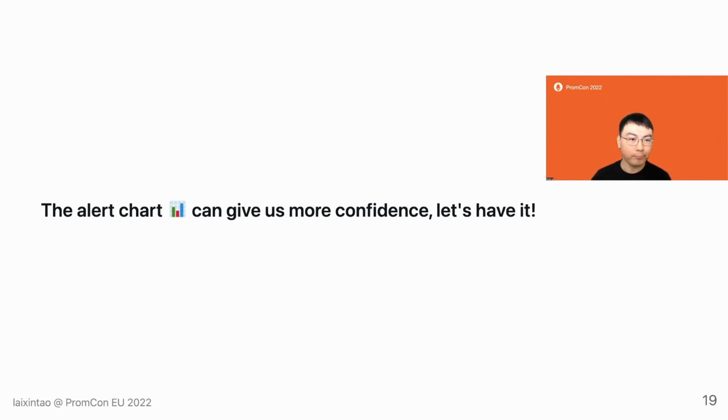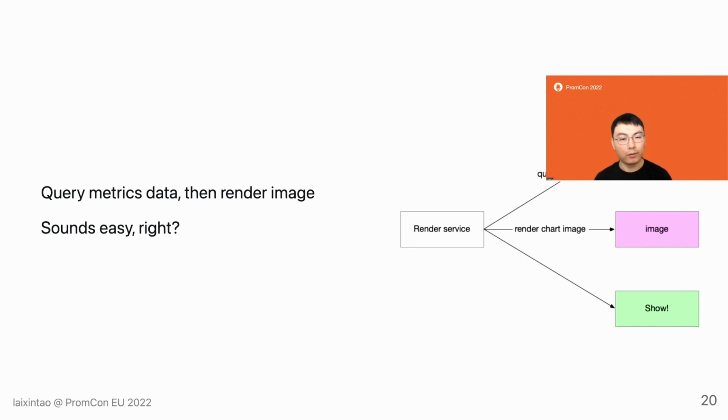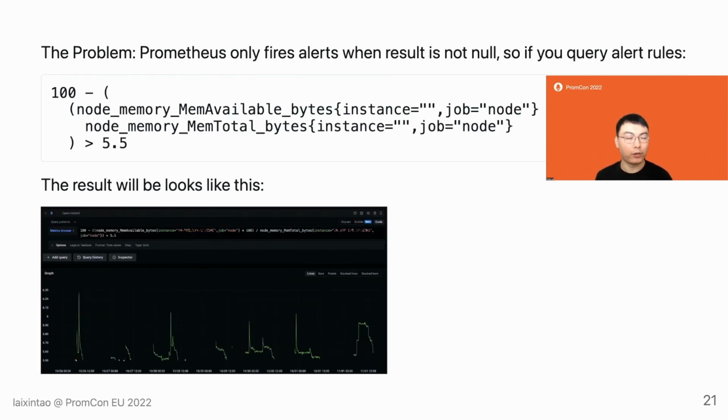How can we get the image? It's very straightforward. You just query the metrics from the data source, from Grafana or Prometheus directly, and then you render the image, and then you send the alert with the image, right? The problem with this is when Prometheus evaluates your alert rules, if the result is null, it means everything is okay. Prometheus won't fire an alert. If the result is not null, then the alert should be fired. So if you just render the image using the alert rule's PromQL, you will get an image like this.